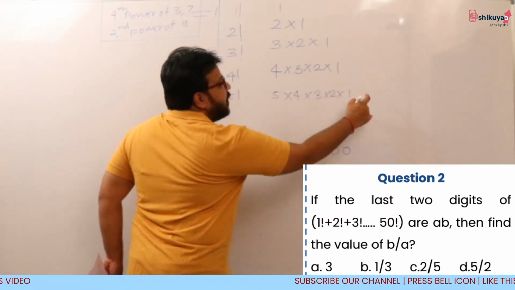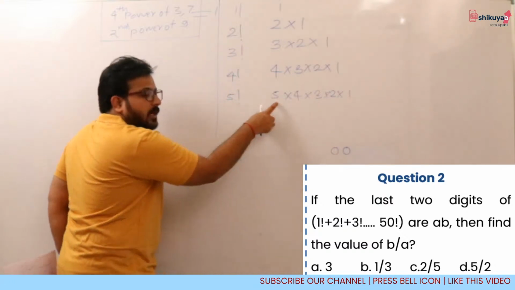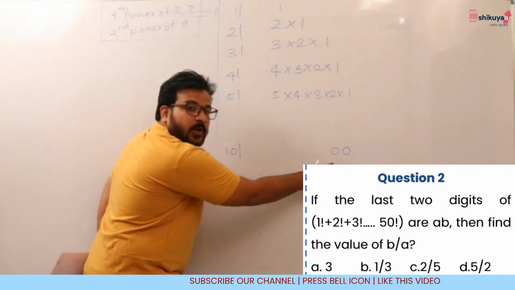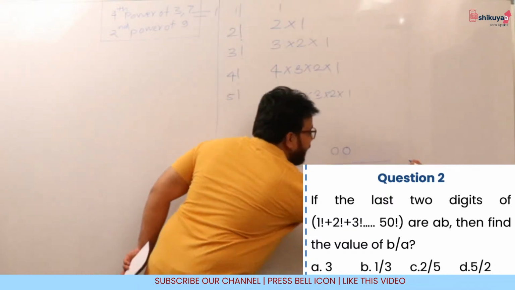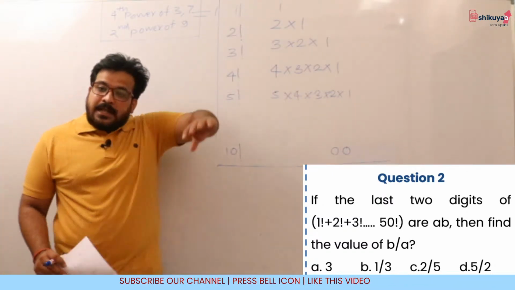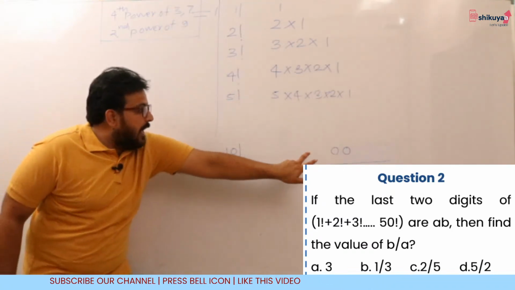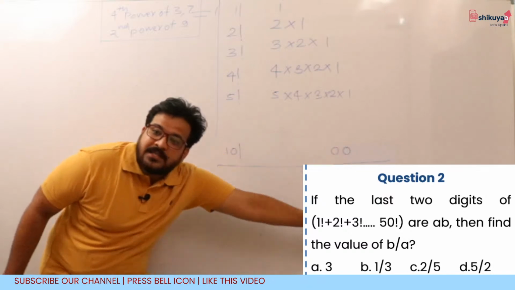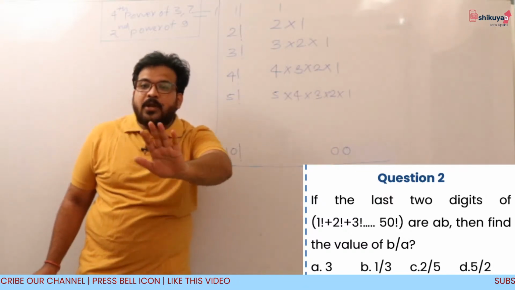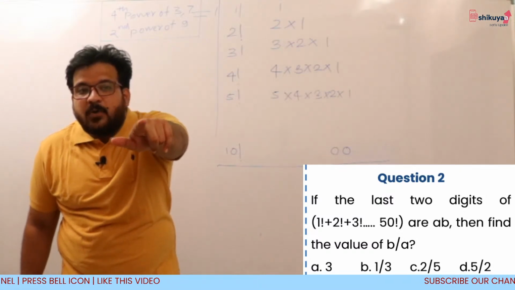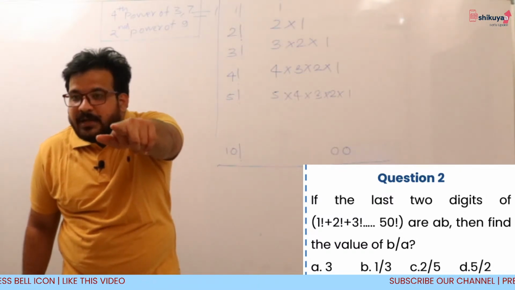I have already got a 0 in 5 factorial. I will get a second zero in 10 factorial. So after 10 factorial, till 50 factorial, the last two digits will always be 0. So you need not calculate that, because the problem is asking us to find the last two digits. Are you getting my point?